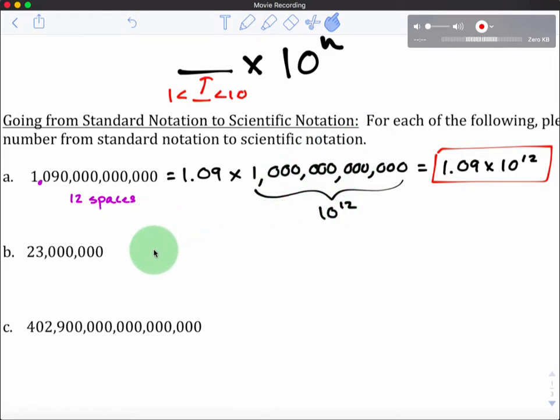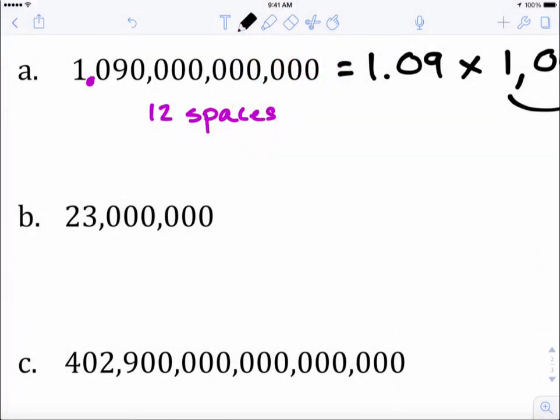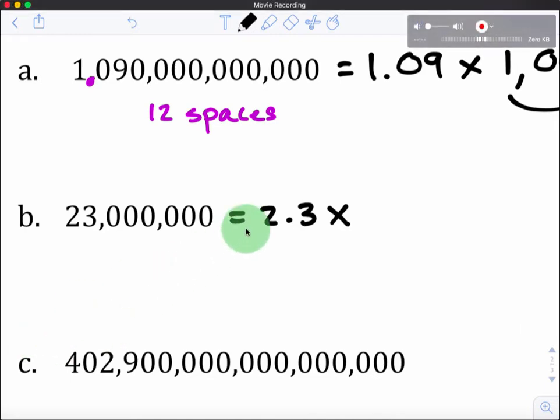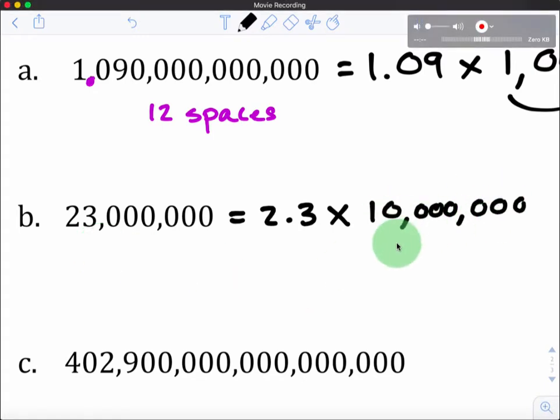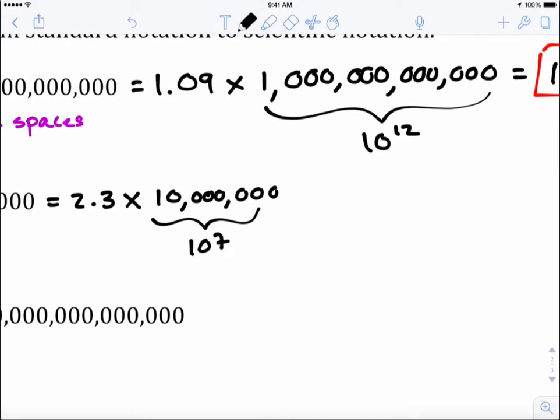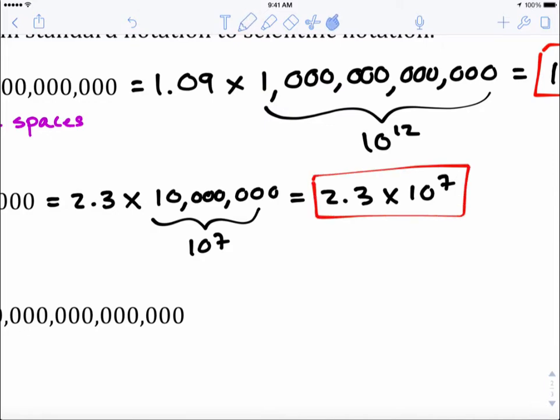So a little trick. I really like to use this intuitive method more, but use the trick in case you'd like to. Let's do one more together, and then I'll have you try one on your own. So here we've got a number, and I actually know how to say it. This is 23 million, okay? So let's first write this as 2.3 times, well, I think 10 million, right? 2.3 times 10 million would give you 23 million. We know that 10 million has 7 zeros on it, so this is 10 to the 7th power. So in scientific notation, 23 million would be written as 2.3 times 10 to the 7th power. Boom. We've got it in scientific notation.